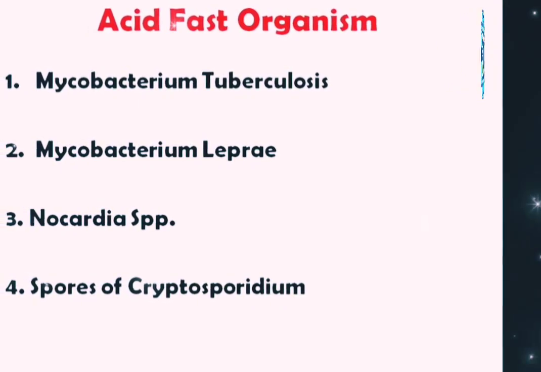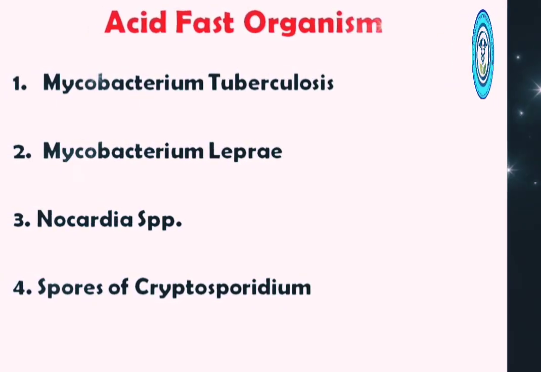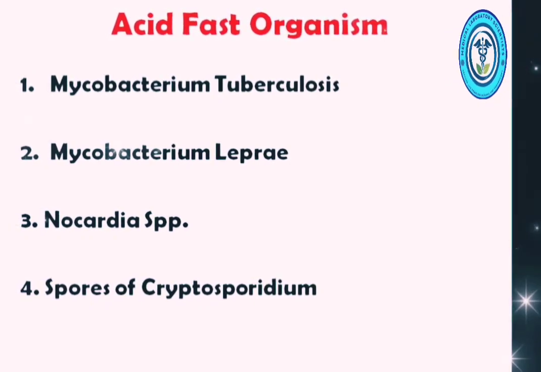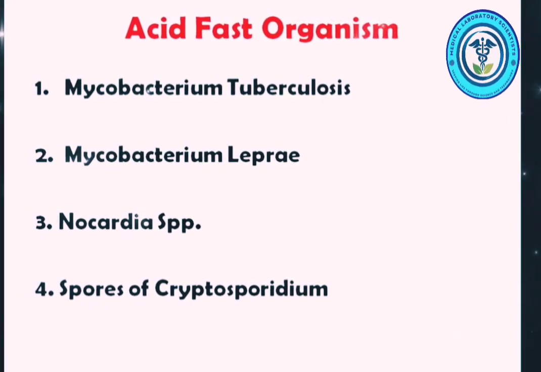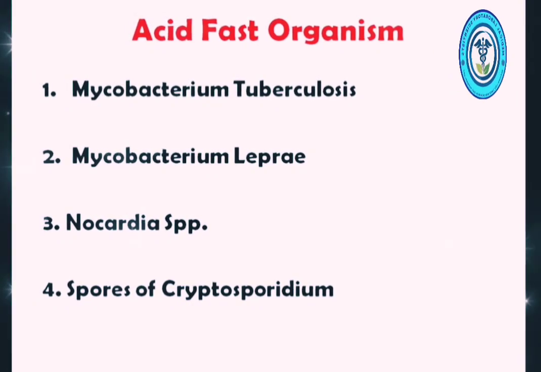The basic examples of acid-fast organisms, the first one, most importantly, Mycobacterium tuberculosis, which causes TB, and then Mycobacterium leprae, Nocardia species, spores of Cryptosporidium, etc. This was all about the ZN staining procedure.